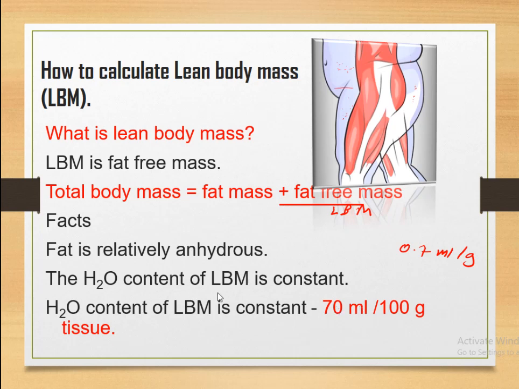So this amount is for water in the fat-free mass of the body. This is for the fat. This other part is the fat-free mass. So the fat-free mass has a constant amount of water, which is 0.7 mils per gram.